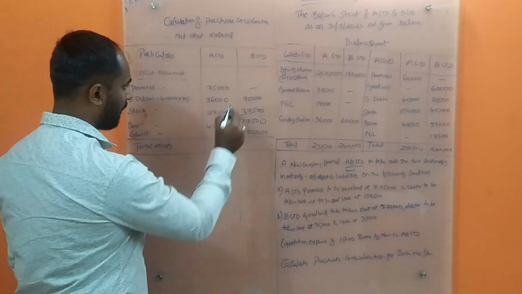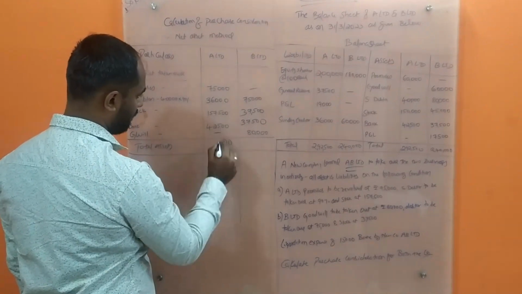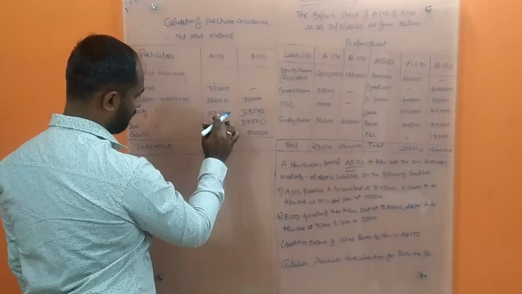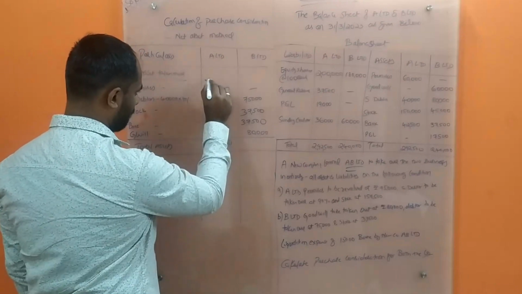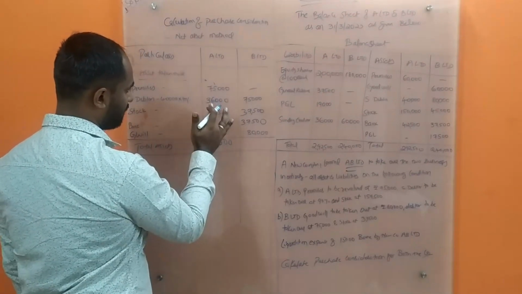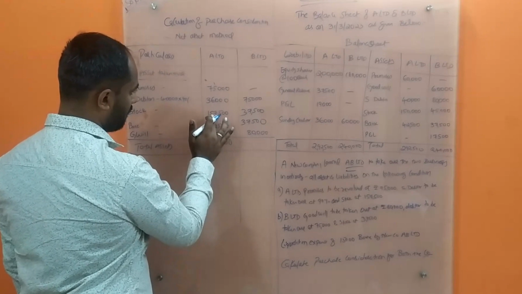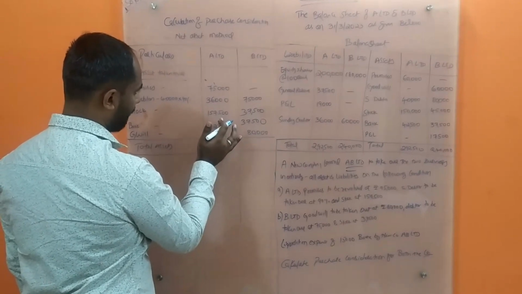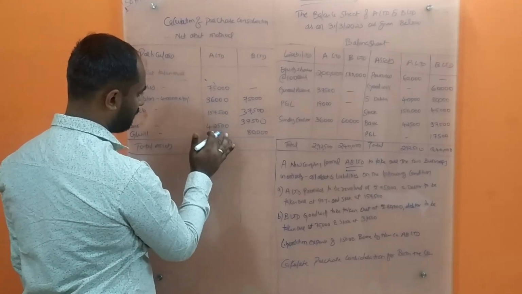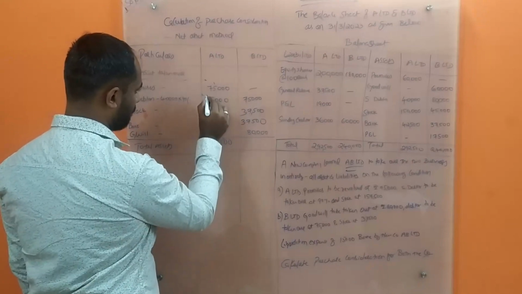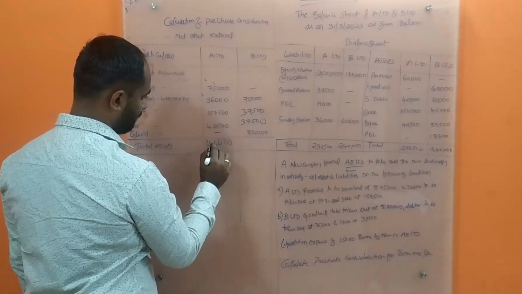Adding up: 0, 0, 5, 5, 10, 1, 5, 6, 12. 12 plus 7, 19. 19 plus 2, 21. 7 plus 2, 9. 9 plus 3, 12. 12 plus 5, 17. 17 plus 4, 21. So 2,1 lakh. So 3,11,000.